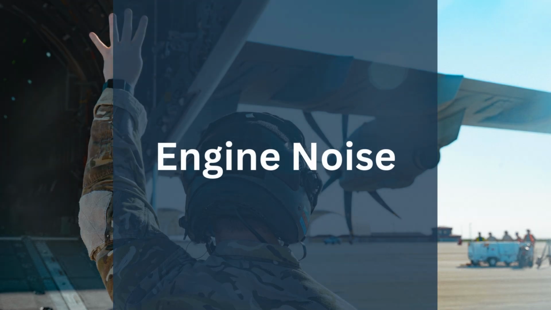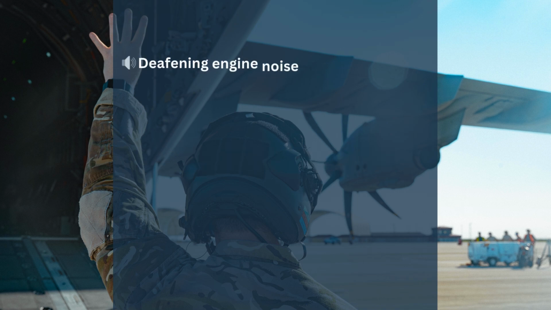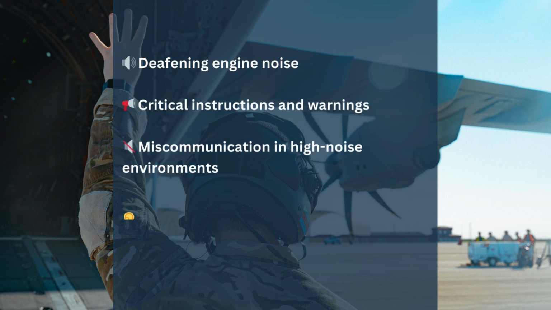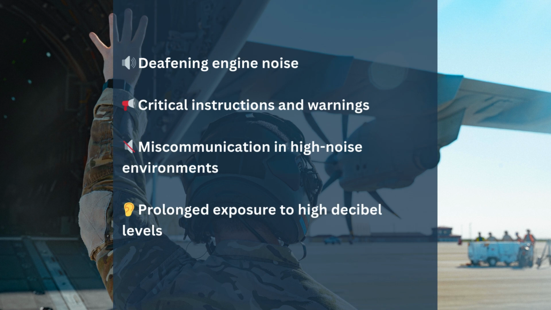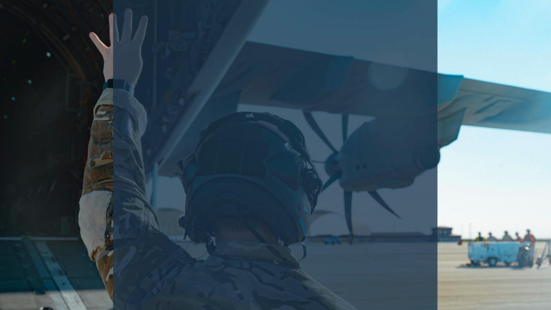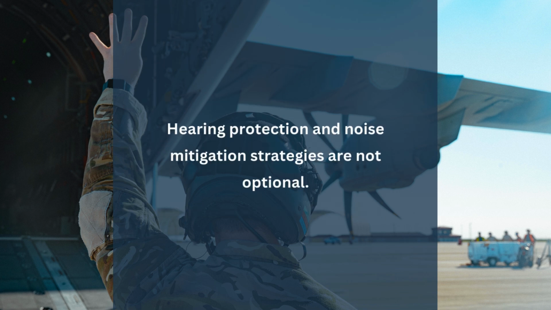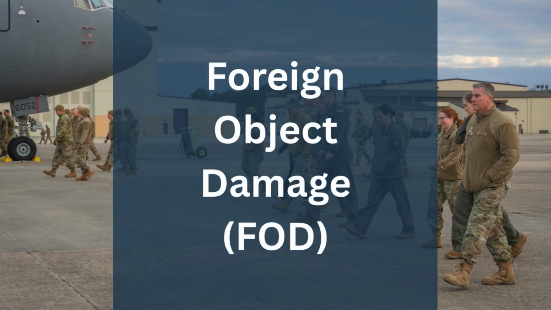Another major hazard is engine noise. On the flight line, engine noise can be deafening, severely impairing both verbal and audible communication. This makes it difficult to relay critical instructions, warnings, and safety information, increasing the risk of miscommunication and accidents. Prolonged exposure can also lead to hearing damage, which is why hearing protection and noise mitigation strategies are not optional, they're essential.